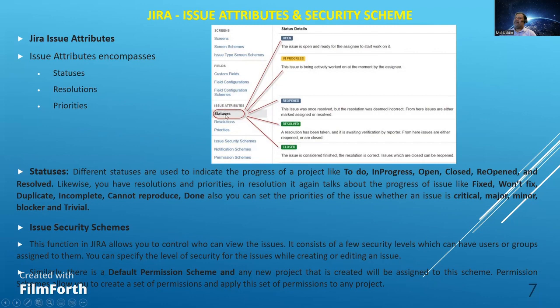And at this time, you see the status, right? Status is the different status used to indicate the progress of the project, like to do, in progress, open, closed, reopen, and resolve. So these are the statuses of your issues, like your issue is either open or not, it is in progress, or it is reopened or resolved or closed. It will show you in which state your issue or user story is now, right?